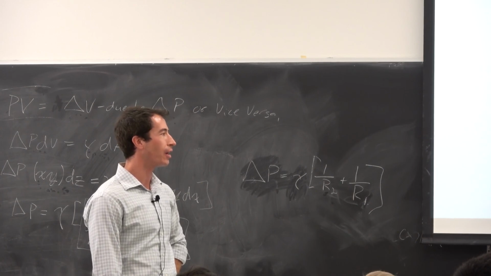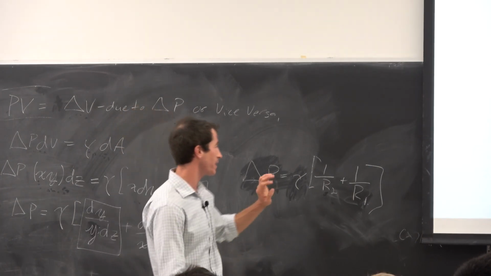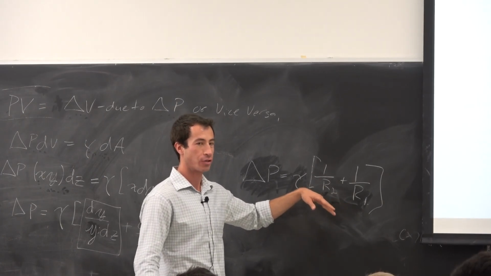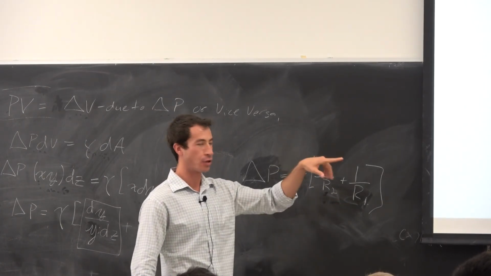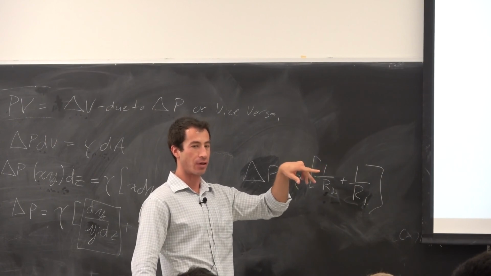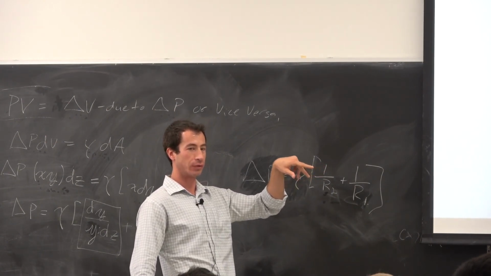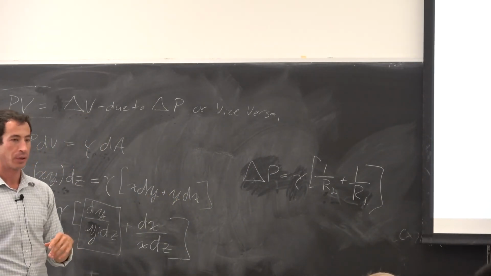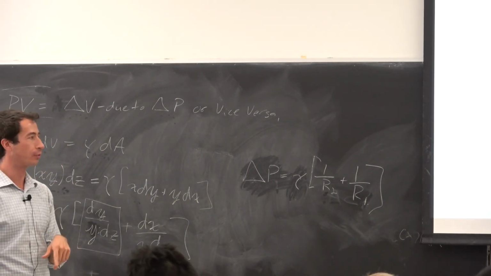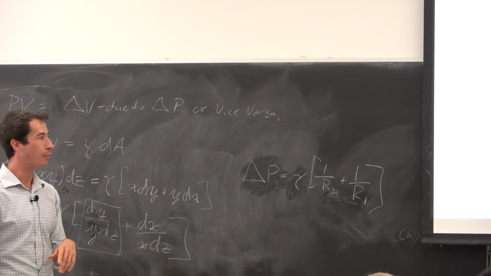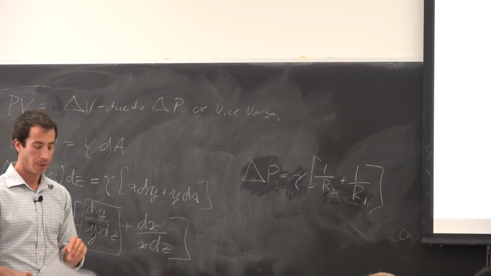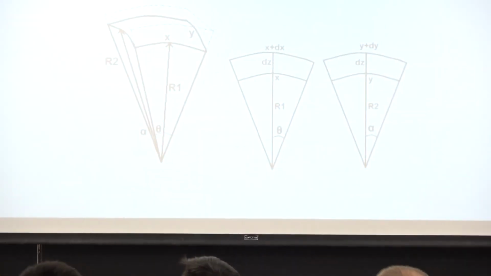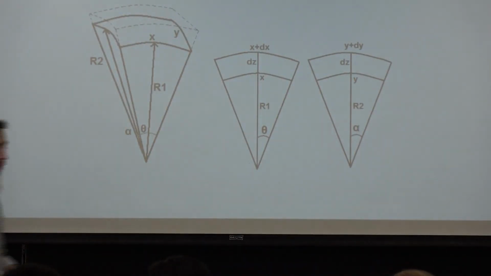I mean, this is the old versus the new pressure, but somehow we got two R1s and two R2s. Hang on, we'll clarify that. That's probably a good stopping point. We'll pick up right there. Okay.